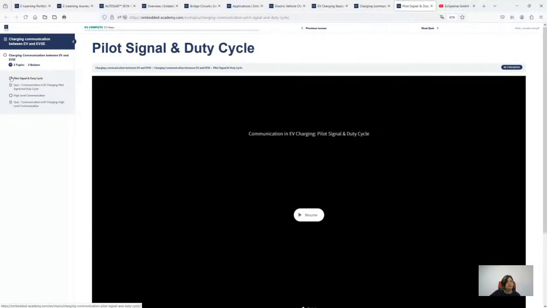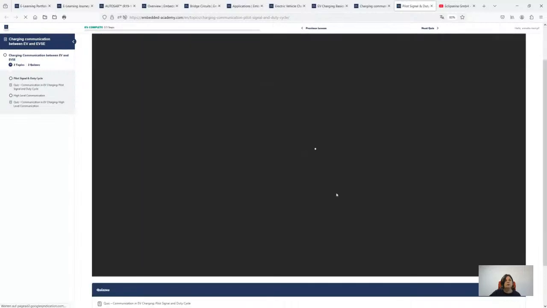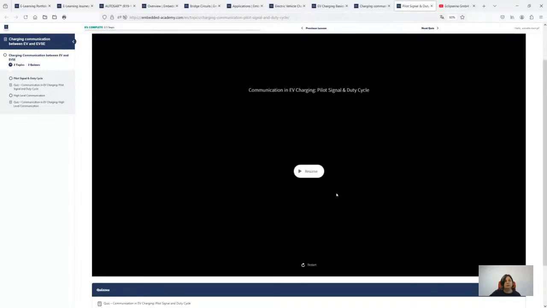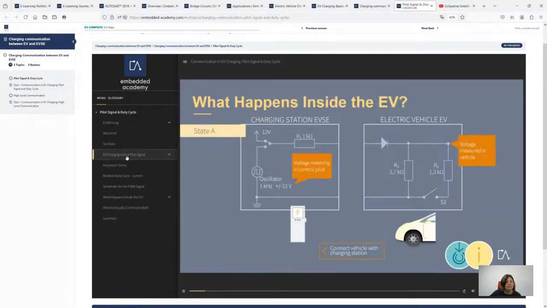Starting with the, I don't know. I've been in this window before, resume. Let us now have a look at different charging.